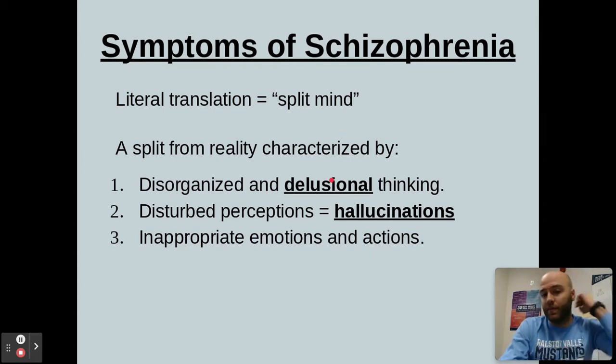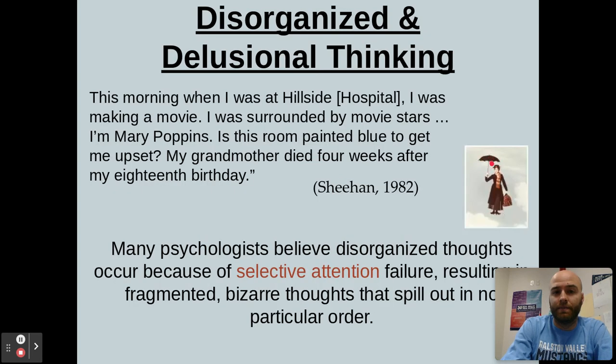And it's characterized by a few things, which we'll go over individually as we continue: disorganized and delusional thinking, disturbed perceptions, which we'll term hallucinations, and inappropriate emotions and actions. Those are the three big characteristics of a schizophrenic patient. So first up, disorganized and delusional thinking.